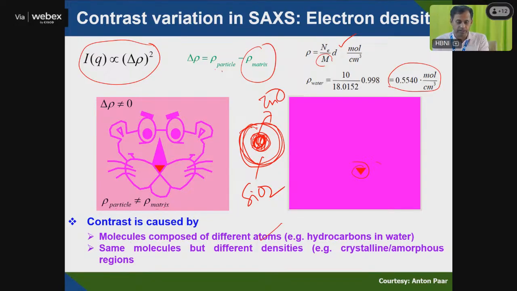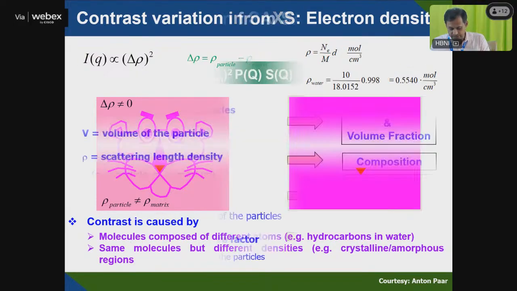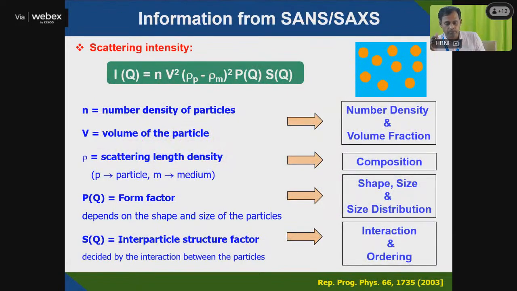Similarly, depending on the electron density, you will be able to see it in SAXS, small angle X-ray scattering. But the information you will get from SANS and SAXS, we will discuss after a 2-minute break.